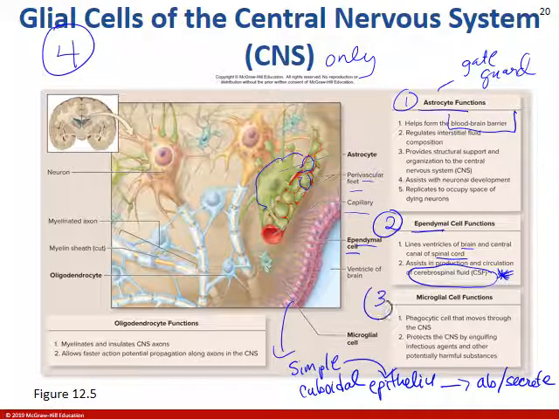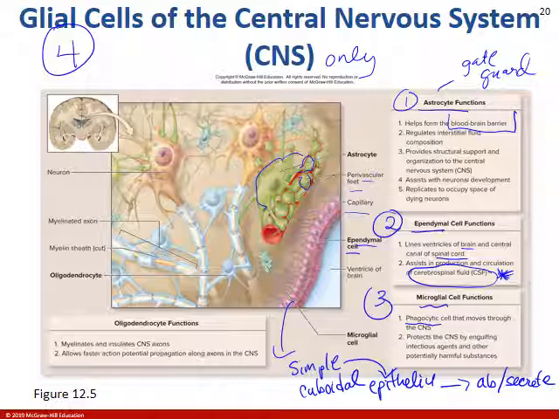Next, we have microglial cells. Probably the best way to think of these is phagocytic cells. So kind of like macrophages, they're going to engulf any pathogens that are not supposed to be there. They're going to do the endocytosis, use the digestive chemicals to break down this cell or pathogen or anything that's not supposed to be there.